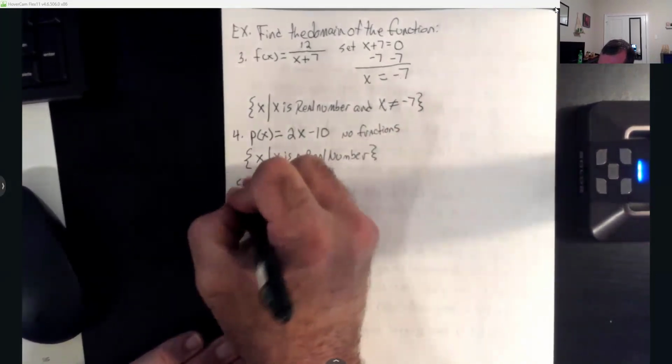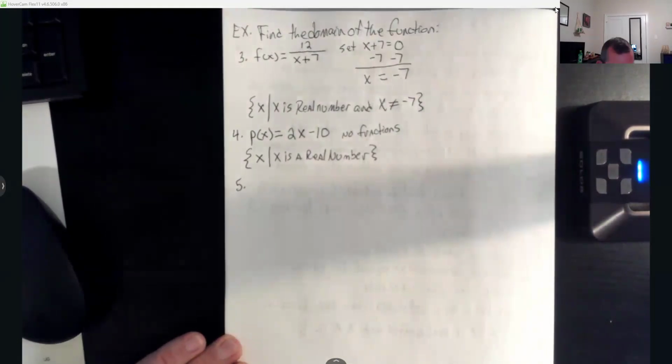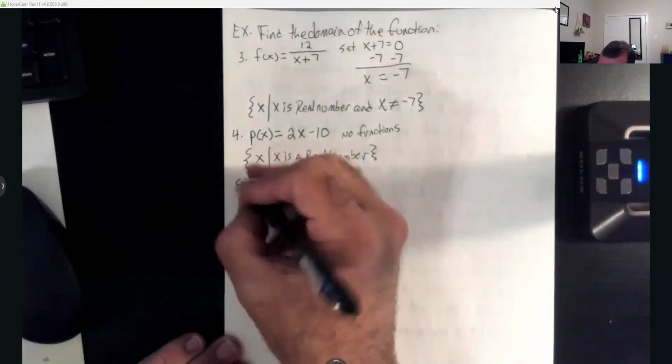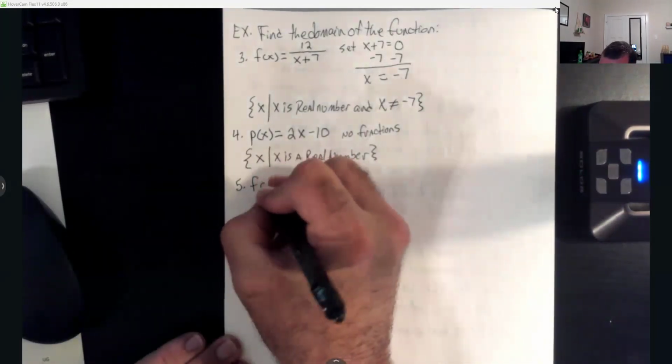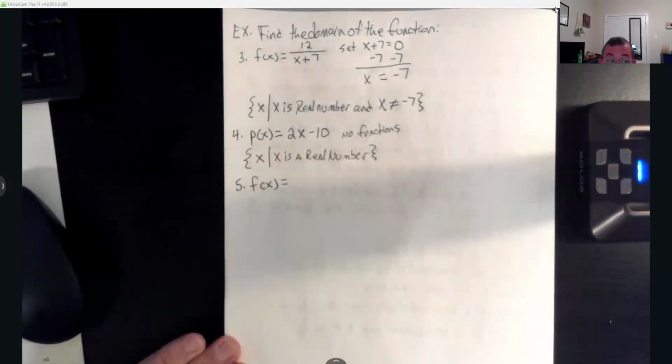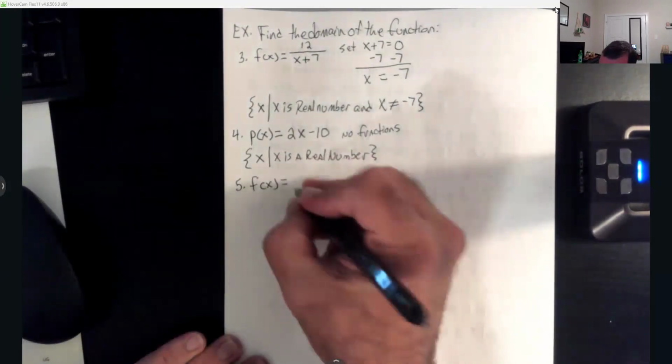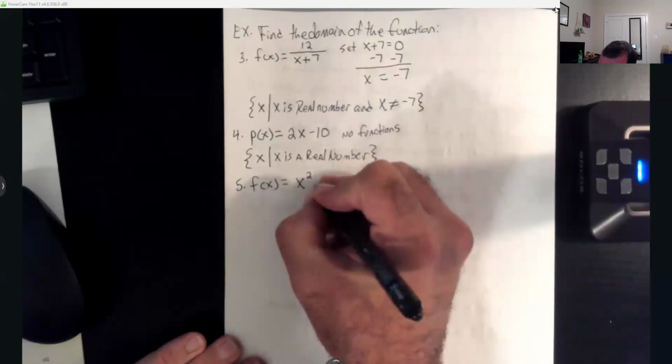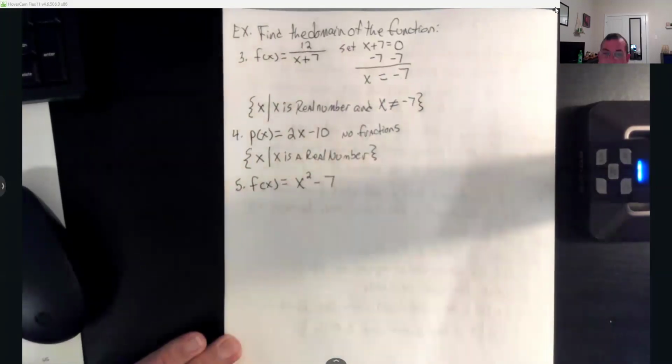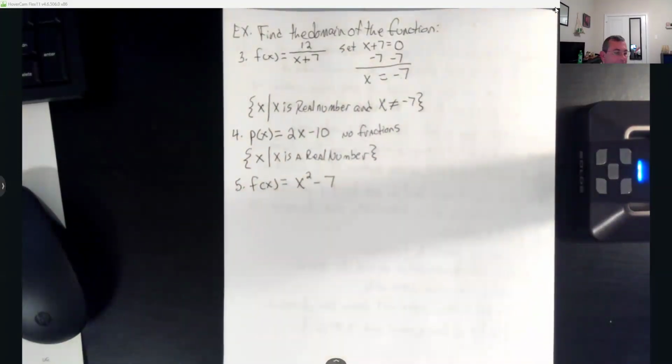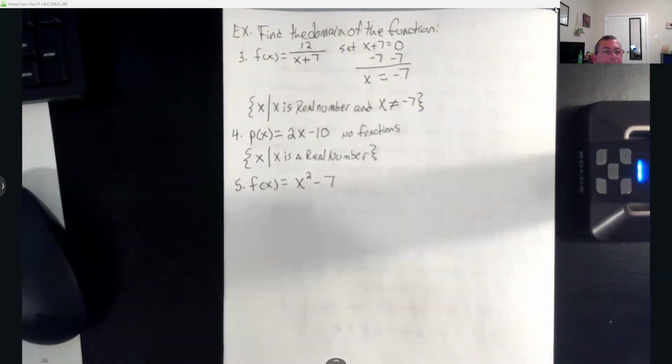So y'all, I want y'all to really realize that I'm only worried about fractions on this. Oh, here's something. How about this? F of x equals x squared minus 7. All right, y'all. So what's my domain for number 5? What y'all think?